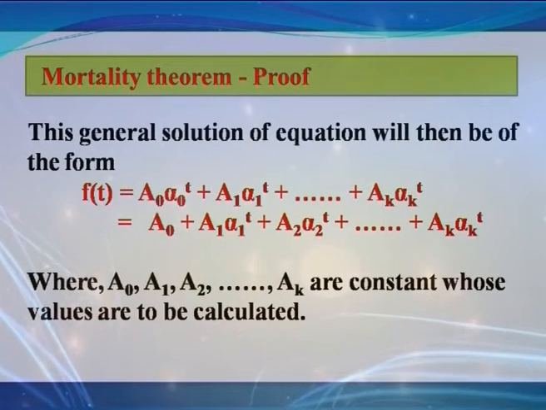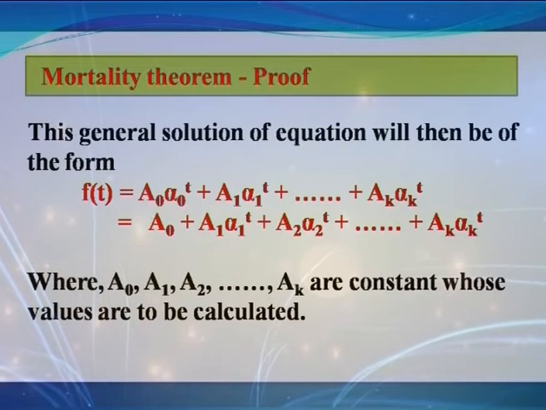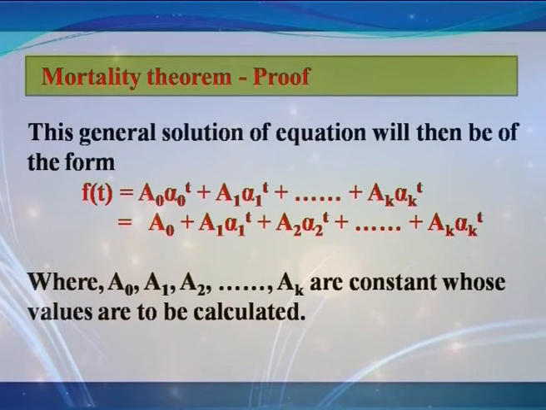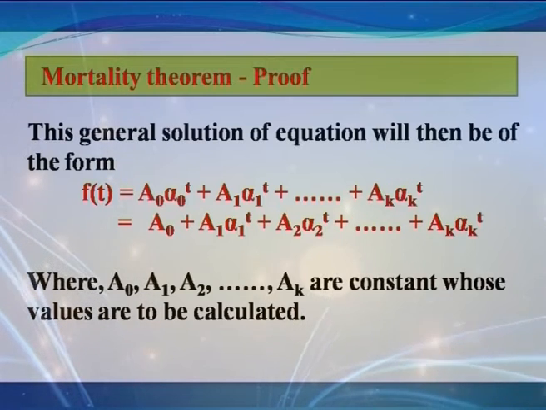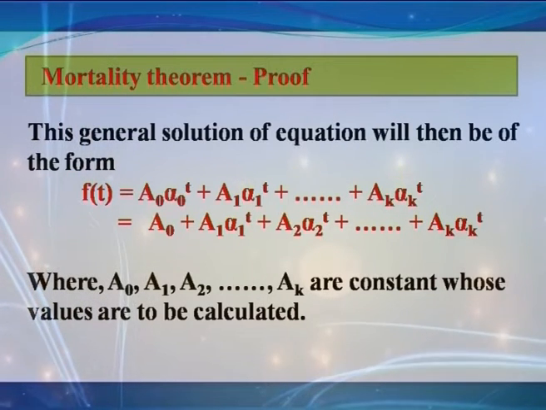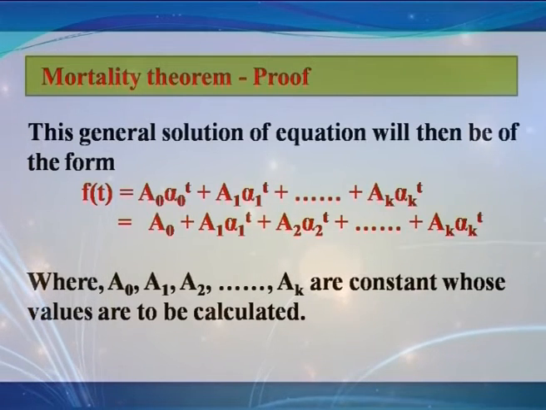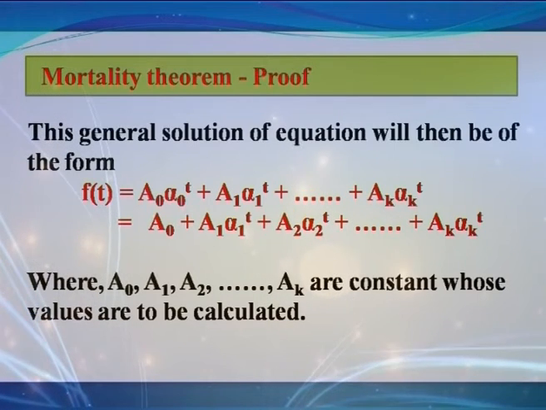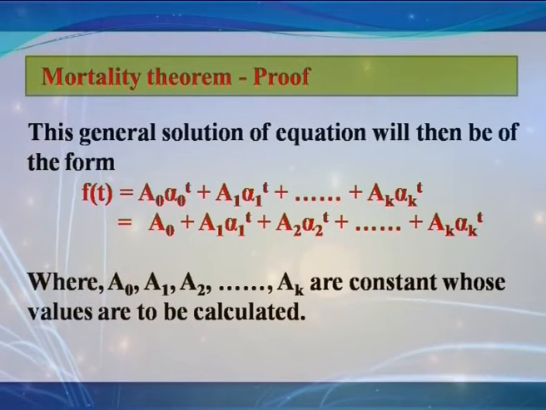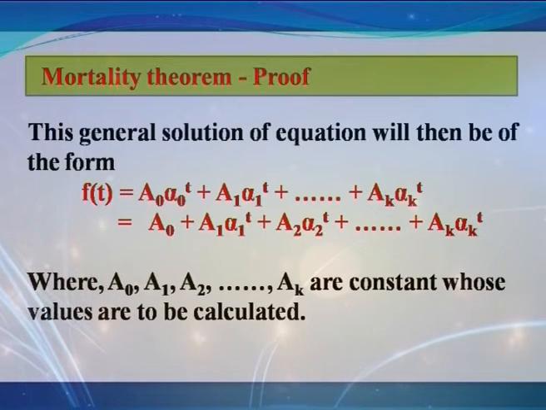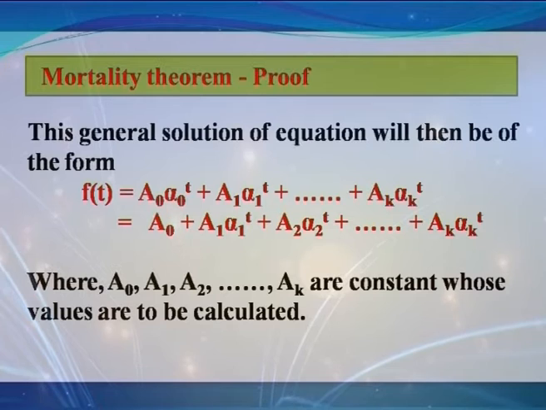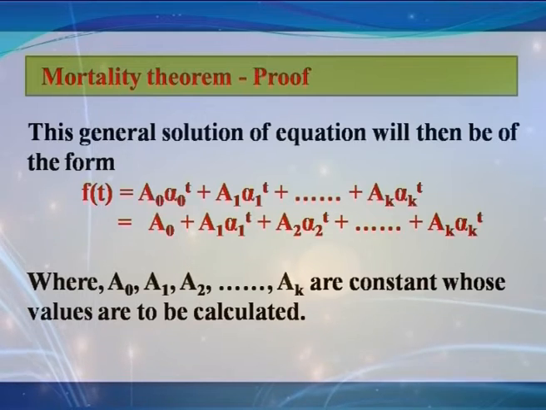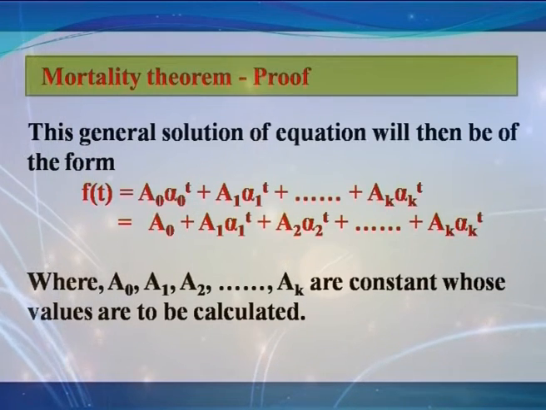The general solution of the equation will then be of the form f(t) equals a naught alpha naught^t plus a 1 alpha 1^t plus up to plus a k alpha k^t, which is equal to a naught plus a 1 alpha 1^t plus a 2 alpha 2^t plus up to plus a k alpha k^t, where a naught, a 1, a 2, up to a k are constants whose values can be calculated.